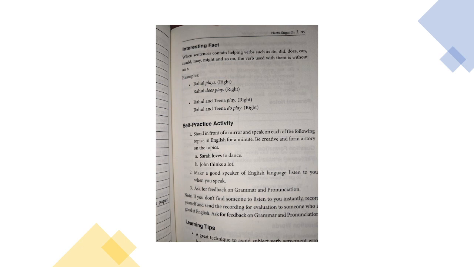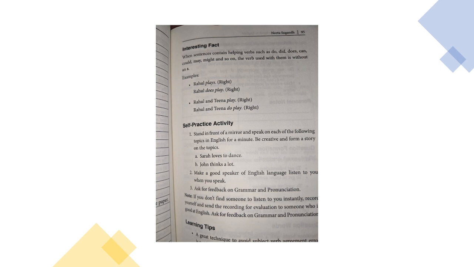When sentences contain helping verbs such as do, did, does, can, could, may, might, and so on, the verb used with them is without an s. Example: Rahul plays, right? Rahul does play, right? Rahul and Tina play, right? Rahul and Tina do play, right?